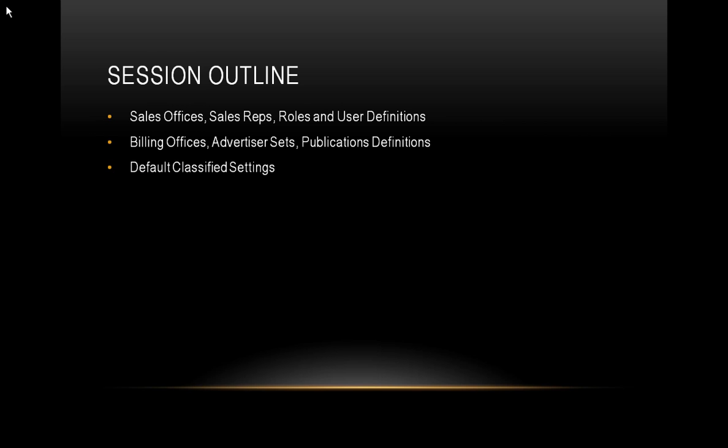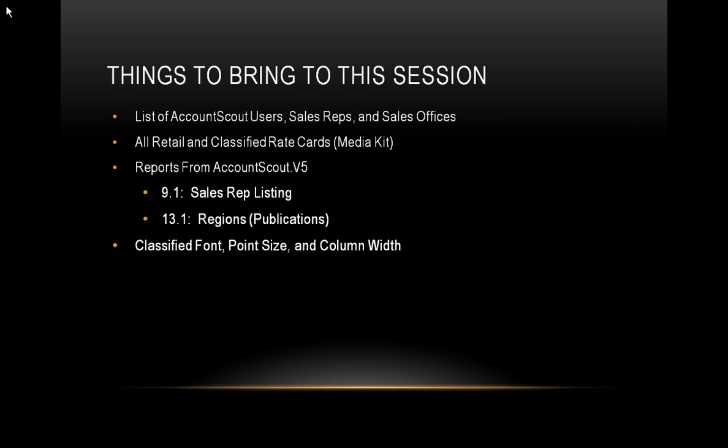The session outline: we will talk today about sales offices, how to create sales offices, sales reps, roles and user definitions, as well as billing offices, advertiser sets, how to define your publications, and how to create your default classified ad settings. Things that you want to bring to this session include a list of AccountScout users, sales reps, and sales offices. Also, all retail and classified rate cards, your media kit. We won't enter rate cards in this session, but it's handy to have that available.